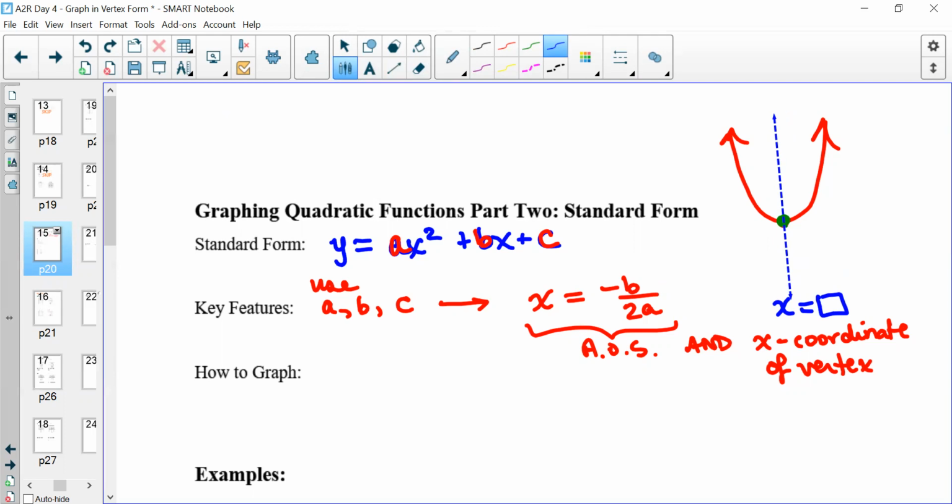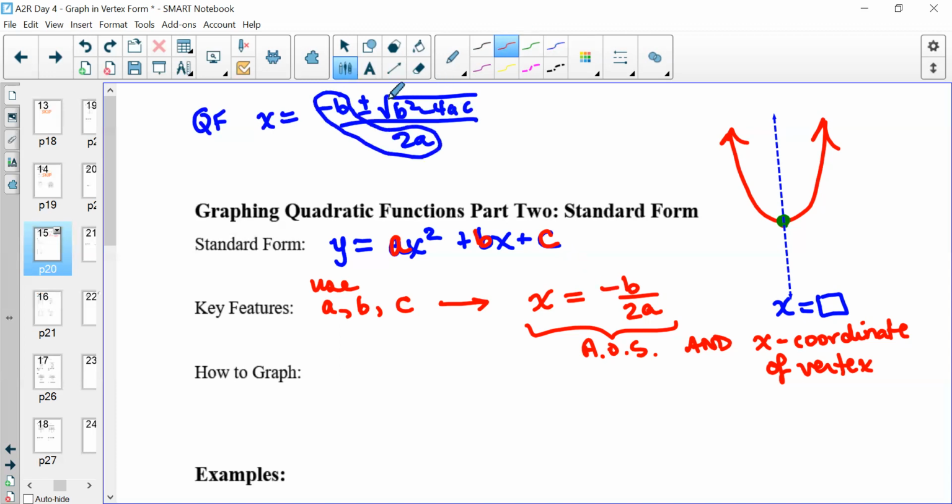Side note, if you remember, the quadratic formula was x equals the opposite of b plus or minus square root b squared minus 4ac all over 2a. So the axis of symmetry just comes from like, hey, before you do all this plus or minus stuff, it's just that part of the quadratic formula.